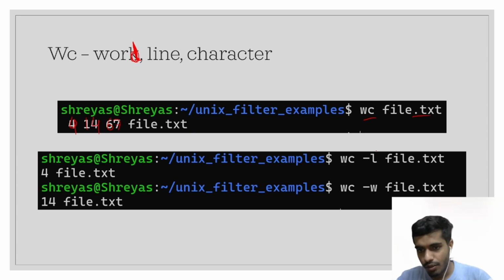If we see some arguments with the wc, you can see we have -l and -w. So -l says, hey, I just need to count the lines. So just give me the lines. It says, okay, you got the lines. There are 4 lines in the file.txt. Next command, we say, okay, now I don't need the lines. I just need the words. Give me the number of words which are present inside the file. So yeah, I have 14 words which are present inside the file.txt.